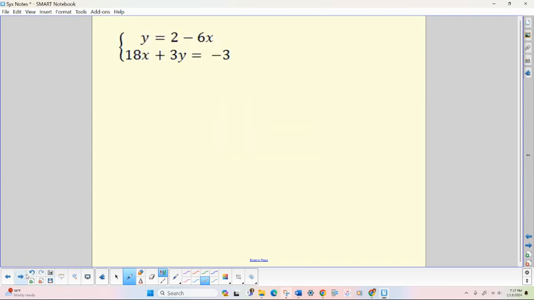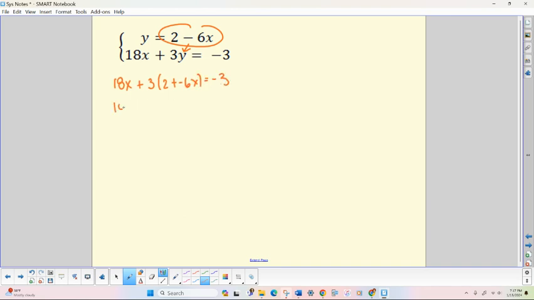So let's see one in action. And you can't tell by looking at it, right? So we start with this guy here. I see 1y equals, so I'm thinking to myself, this is going to be substitution. So I'm going to substitute this guy in. So I'm going to have 18x plus 3, and then parentheses, I'm going to put my 2 minus, I'm going to get a plus and negative 6x equals negative 3.